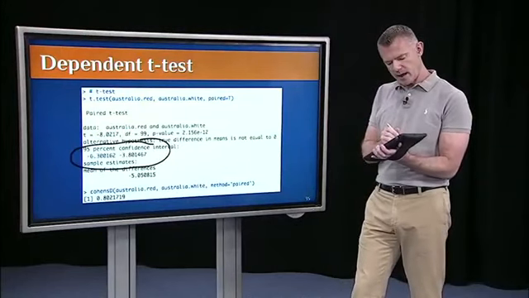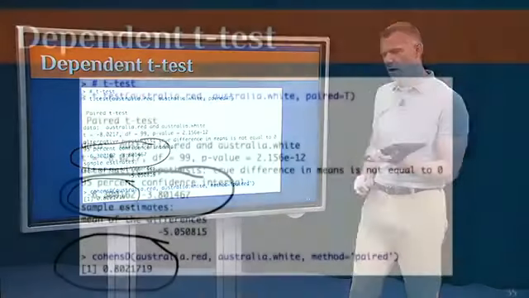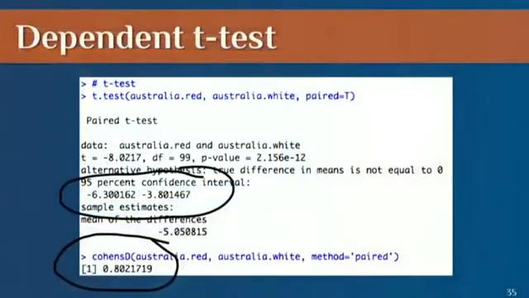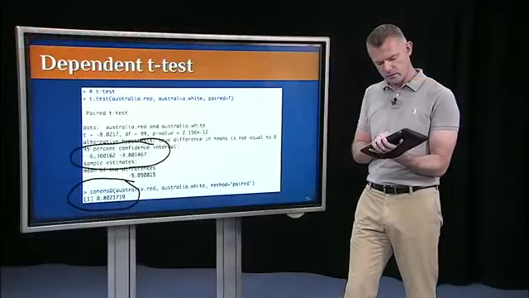Then finally, at the end, there's a function in R, which we'll cover in lab, called Cohen's d, where we can get that estimate of effect size. And the Cohen's d in this case is 0.8. That's pretty strong. There's almost a full standard deviation difference between the reds and the whites. Not quite 1, but 0.8 is a strong effect.